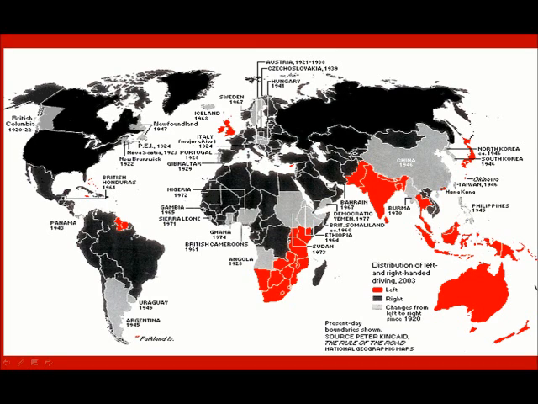A modern way to look at this is what side of the road we are driving on currently. Everything in red is British, or was British at one time, was part of the British Empire, and currently drives on the left side of the road. Everything in gray used to drive on the left side of the road, but has in the last 90 years changed, moved to the way we drive in America. And everything in black drives on the right side of the road.